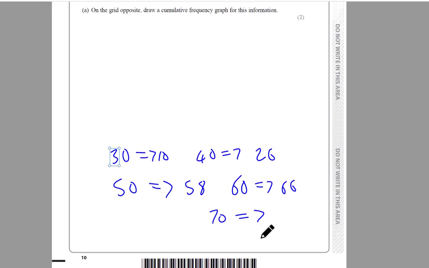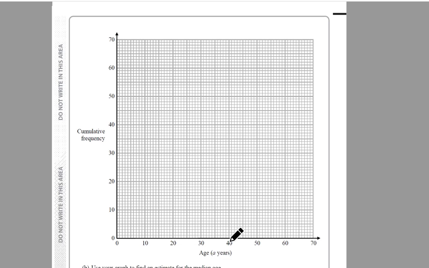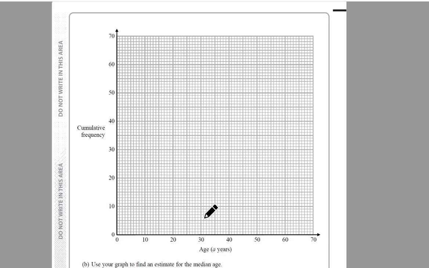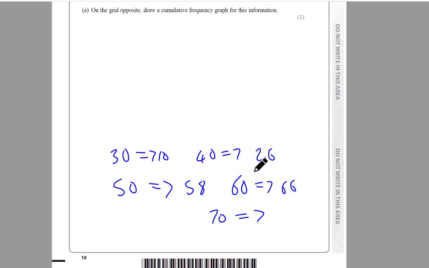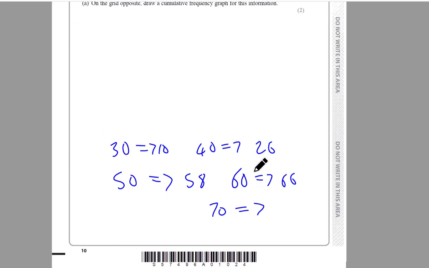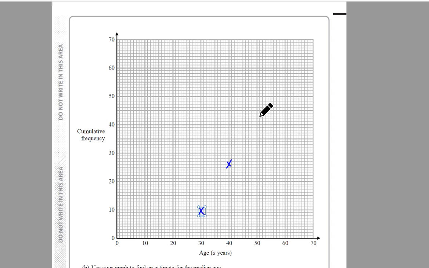Right, hopefully that stays in range. No, I've lost that, but okay. 30 is 10, age 30, and let's just make a nice cross at 10. 40 is 26, 50, it's 58.